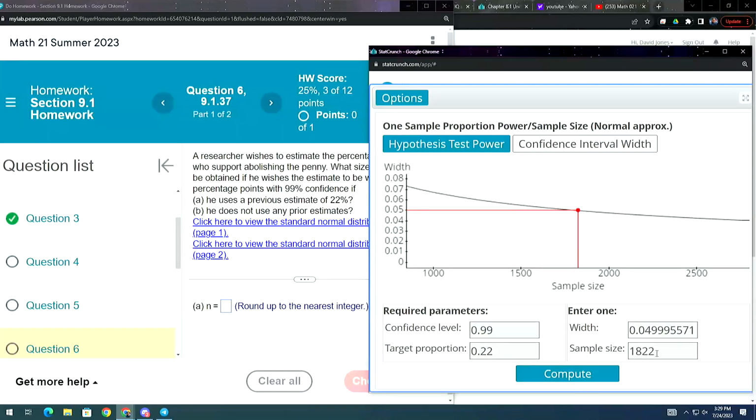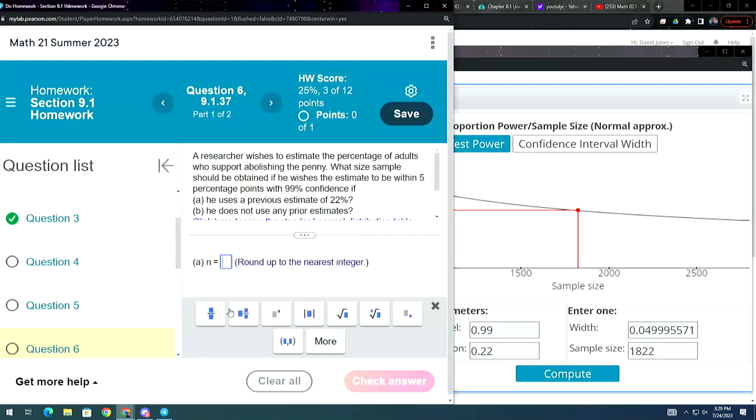It's telling me 1,822. Notice that the width changed away from 0.05. They did that to round the sample size to the nearest integer. So we want to go with the 1822. I'm going to put 1822 here.